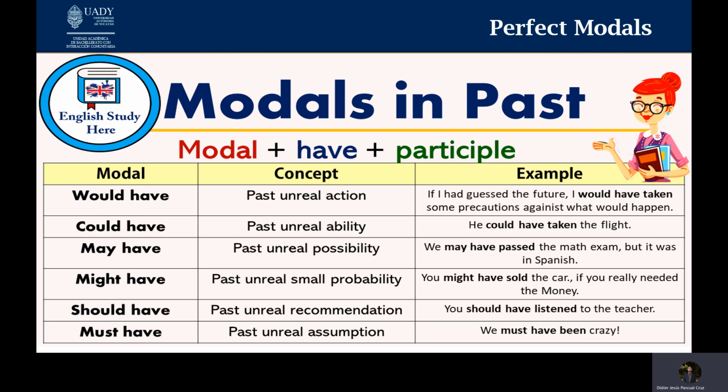the past. For example, you might have sold the car if you really needed the money, or you should have listened to the teacher. Those are quite good examples to express unreal situations in the past. That means that you didn't listen to the teacher at that time. So if you had listened to the teacher, you may have got 10 in your quiz or something like that. And yes, you just need to check this.